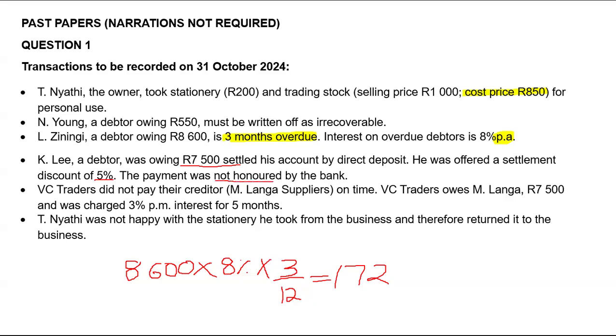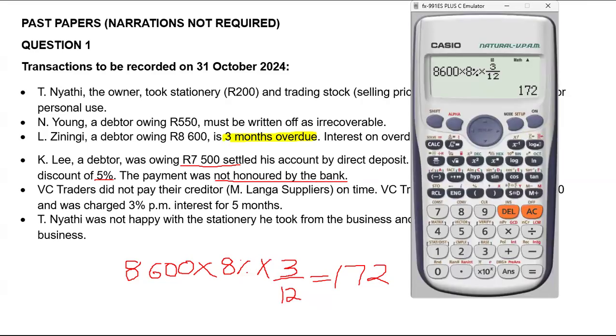However, the payment was not honored by the bank. That means the payment did not go through. We have to reverse everything that we have recorded. The cash payment, which is that 95% of 7,500, let me give you the value. 7,500 multiplied by 95%, I got it from taking 100% and subtracting 5%, which gave me 7,125. That 7,125 was cancelled in the cash payments journal.